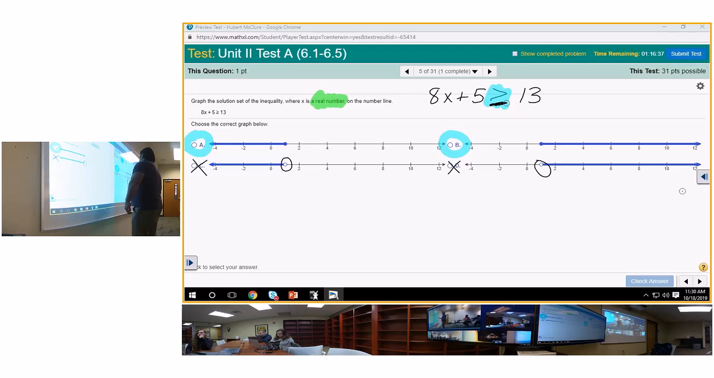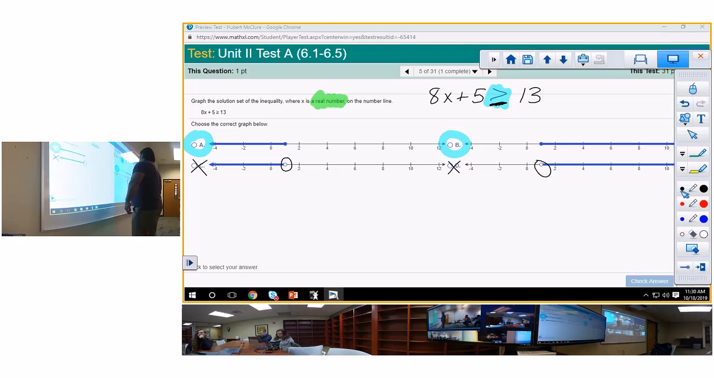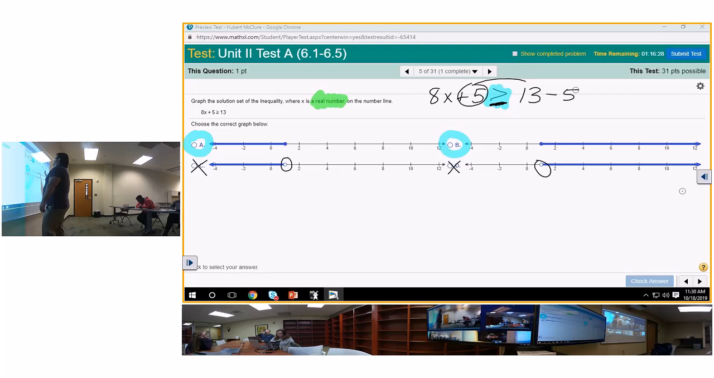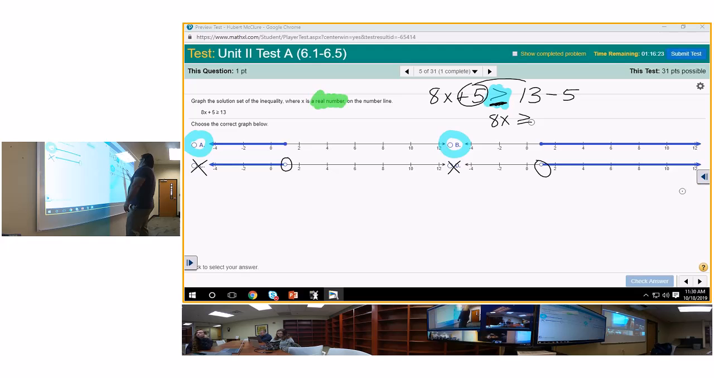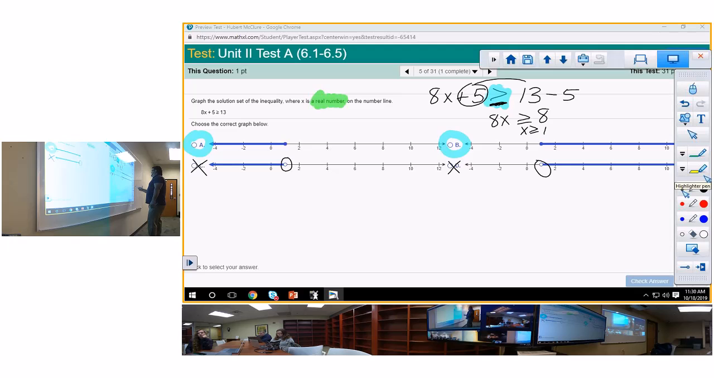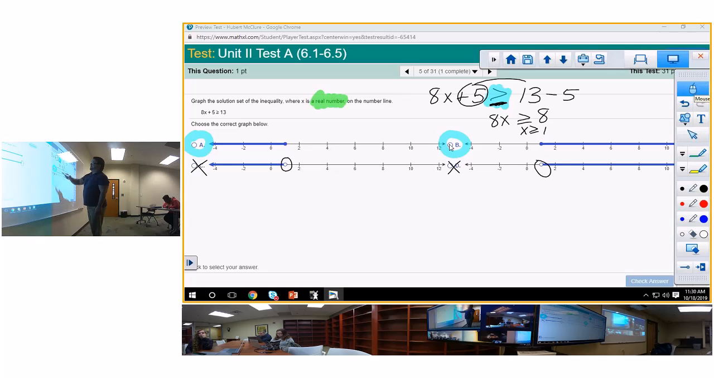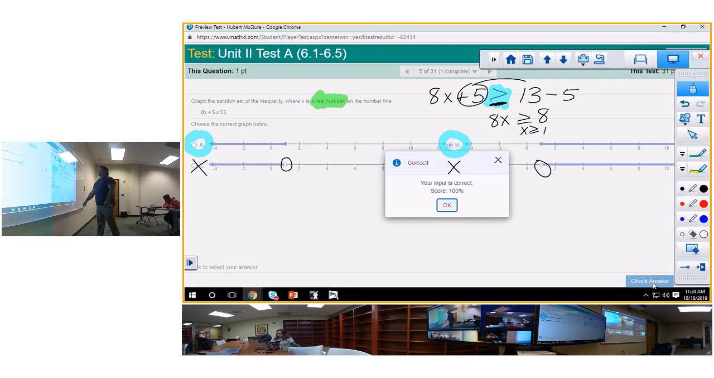So, is x positive? Yes. So all you need to do is get rid of the 5, take it across the river, and you get 8x is greater than or equal to 8, and x is greater than or equal to. So which one, what is greater than? To the left or to the right? To the right. So somebody tell me what my answer is. Bravo. And you feel good about yourself.